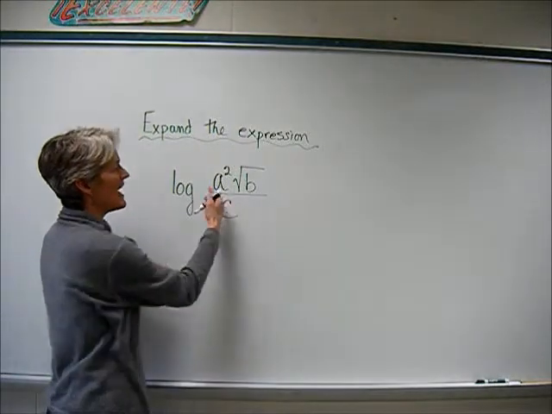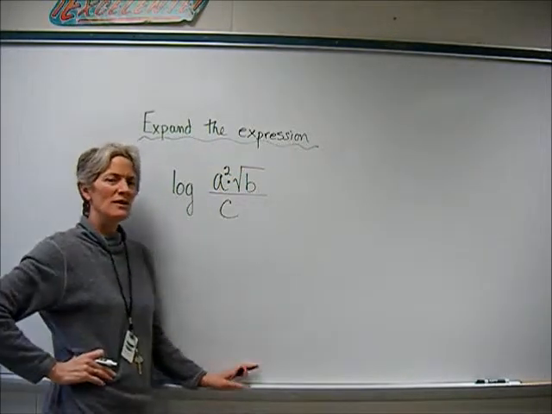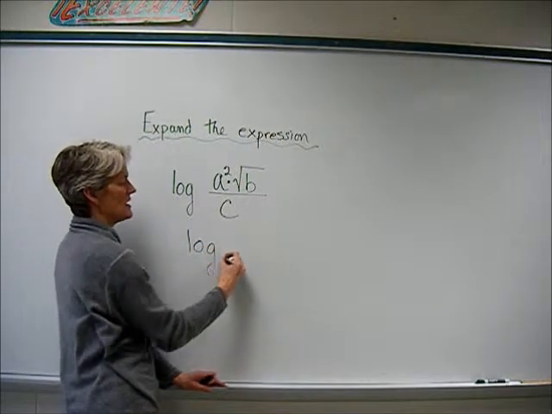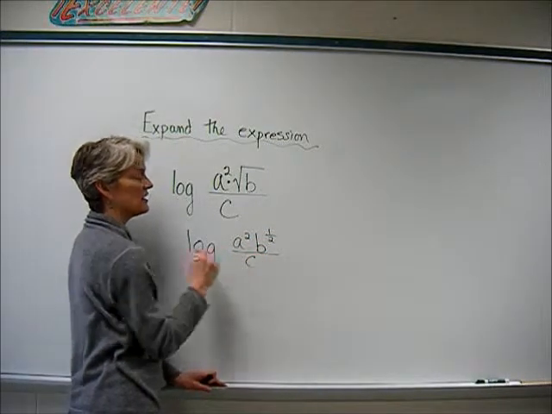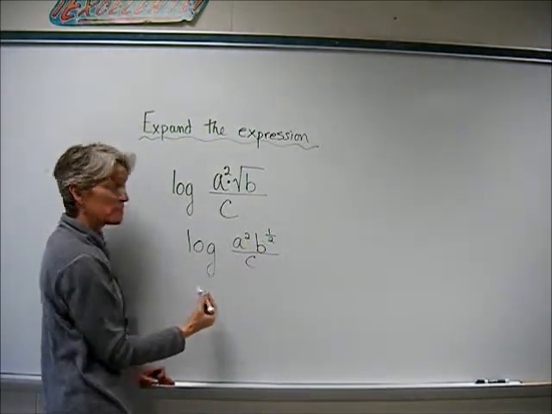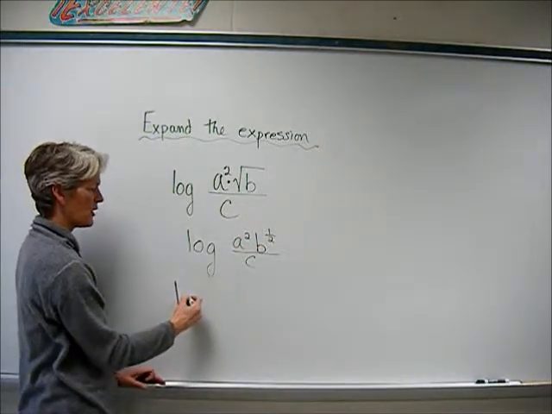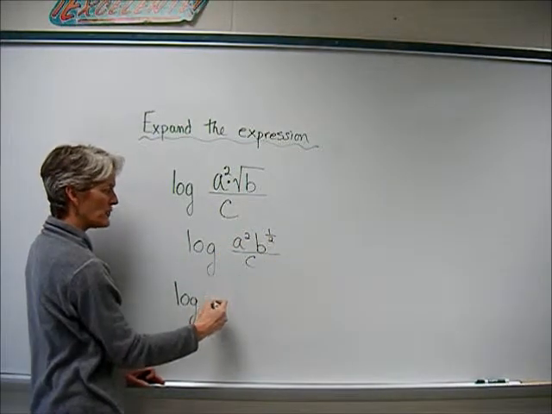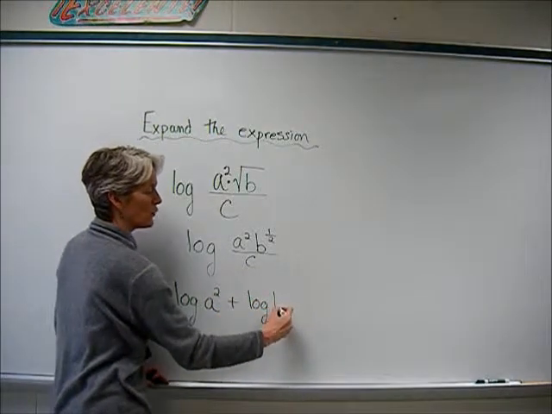So let's unpack this. I've got an exponent. I've got some multiplication. Ooh, I have a square root. I think I can write that as an exponent, can't I? Wouldn't that be the same as a squared times b to the 1/2, all divided by c? All right, let's start there. So I now have some exponents, some multiplication, some division. Let's just see how far we get. So let's deal with that multiplication first. a squared times b to the 1/2. Well, I can think of that as the log of a squared plus the log of b raised to the 1/2.